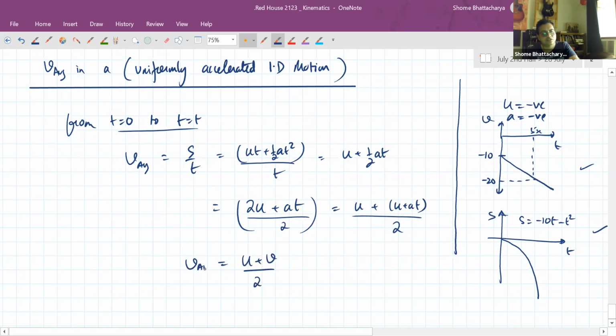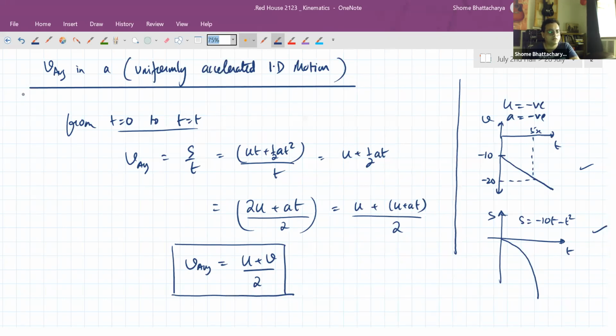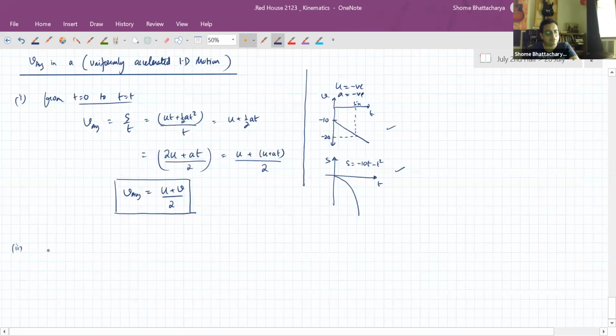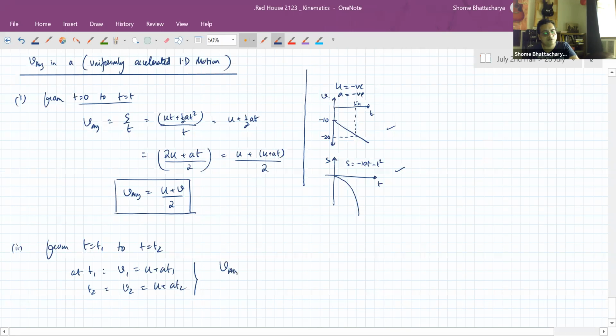So the average velocity from time 0 to time t actually becomes the arithmetic mean of the initial and final velocity. That's one thing. The other thing is that if we want to calculate average velocity from some time t equal to t1 to time t equal to t2, let's say at t1 the velocity v1 is u plus at1, and at t2 the velocity v2 is u plus at2. So in this time interval, the average velocity from t1 to t2 will become v1 plus v2 by 2.